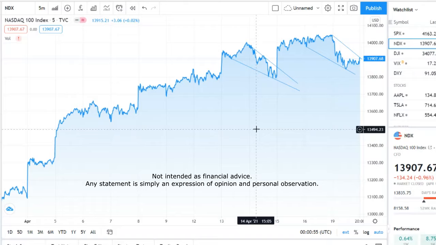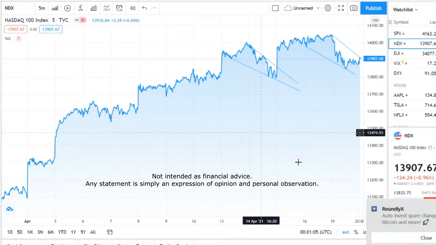We're going to take a look at the stock market, do a bit of a checkup on three big indexes, the NASDAQ, SPY, and Dow Jones. We're also going to take a look at the volatility indicator.